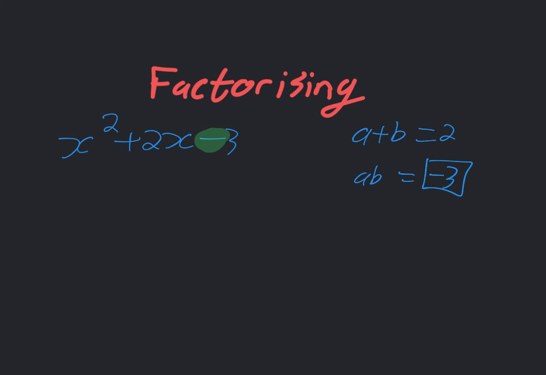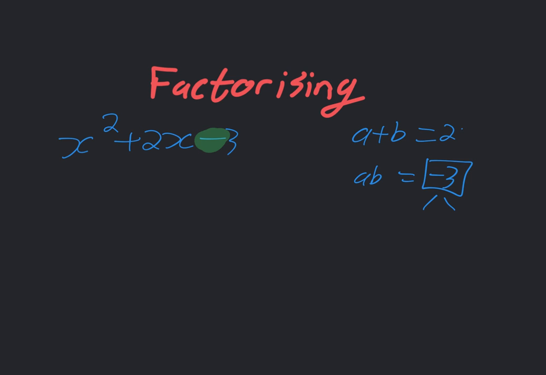This is a very nice and easy one because 3 is a prime number, so it makes it a bit easier for us to choose. So we can say negative 3 and positive 1, because if we take those two together, negative 3 times 1 gives us negative 3, so that one works. And if we say negative 3 plus 1, that's going to give us negative 2, so that doesn't work.